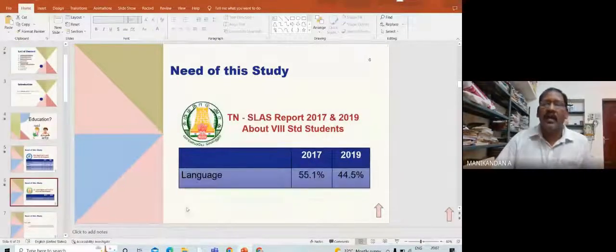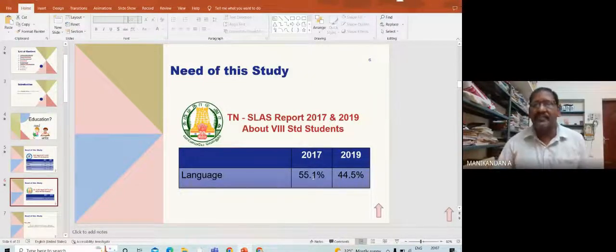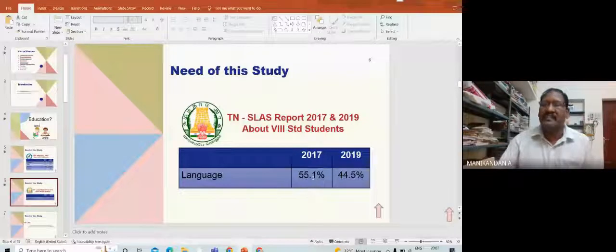Even the Tamil Nadu state government also took a survey. It's called the State Level Achievement Survey report in 2017. It also shows the result that 55.1% students only acquire the knowledge. And even the 2019 result shows 44.5% of student language knowledge is acquired.